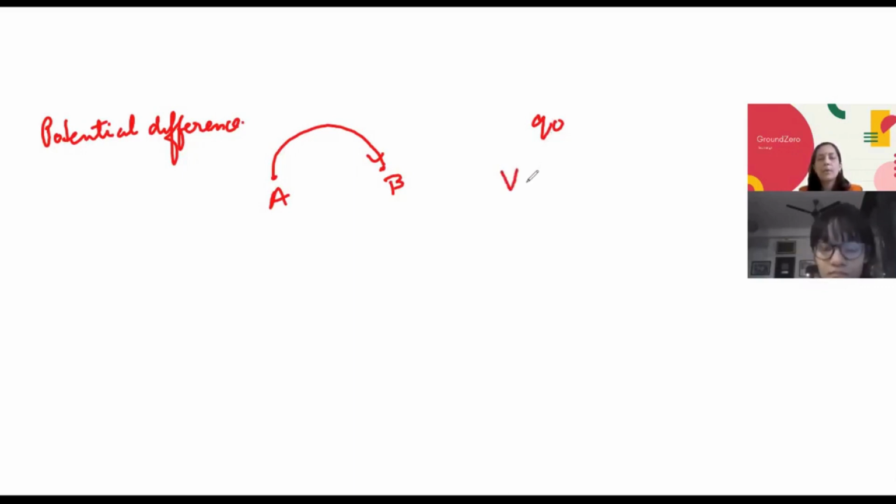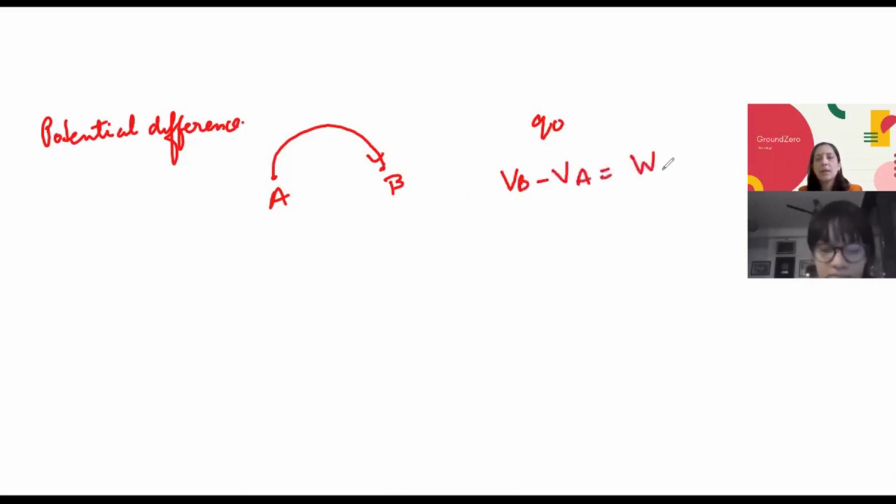Can you tell me? How do we write if I have to find the potential between A and B? Is it VA minus VB or is it VB minus VA? Yes. So it's the final position, right? Final position is B and the initial position is A. So it will be VB minus VA, right?